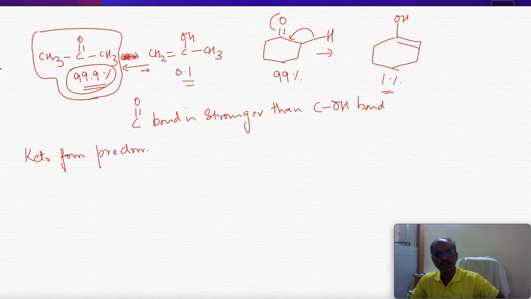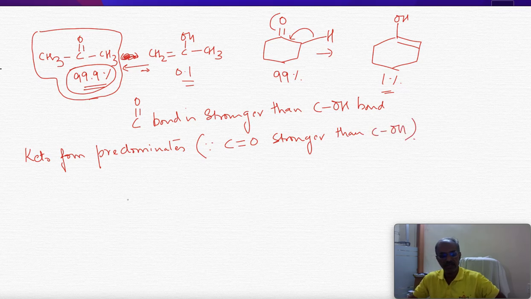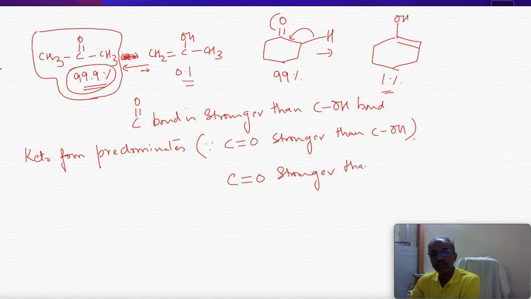The keto form predominates. Why? Since the C double bond O bond is stronger than COH. Fine? The C double bond O is stronger than not only COH but also C double bond C. So C double bond C or C single bond OH, you can see, this one.